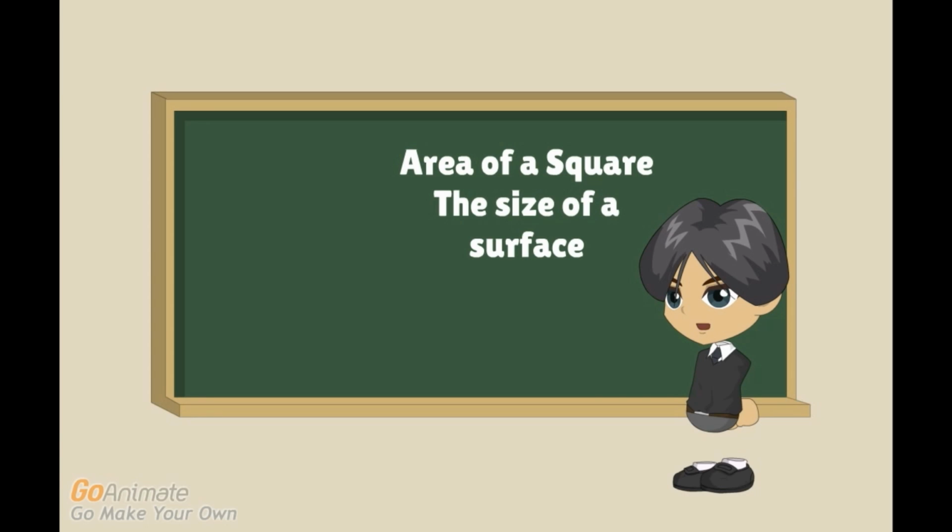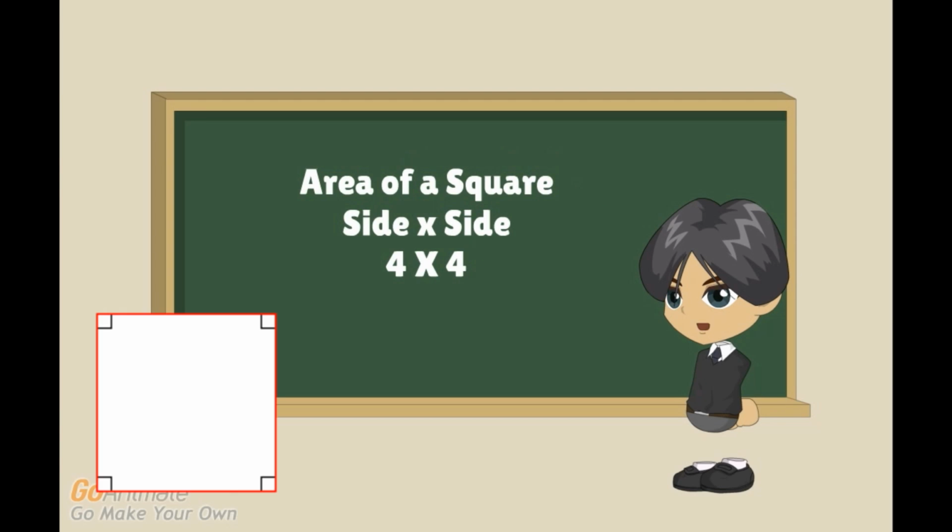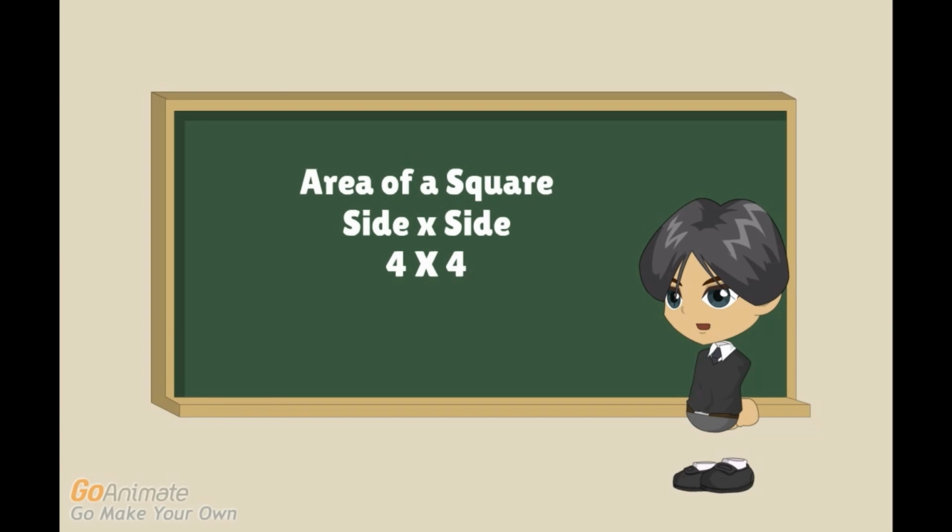An area means the size of a surface or the amount of space inside the boundary of a flat object. Let's say you have a square that has a side that measures 4 feet. If you want to calculate the area, you will need to multiply two sides together, which means 4 times 4.